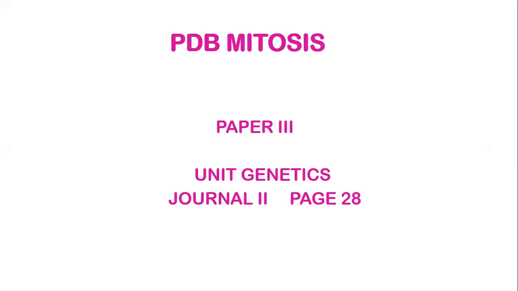Today's practical is a study of mitosis by using PDB treated onion root tips. This is practical paper 3, unit 3, genetics. This will come in journal 2 and the page number will be 28.